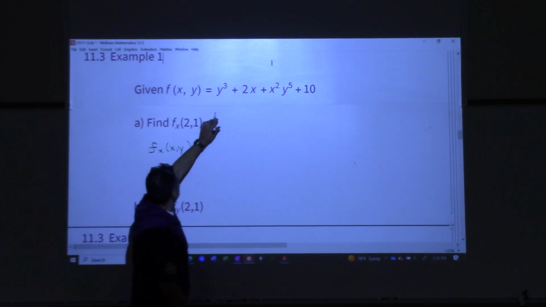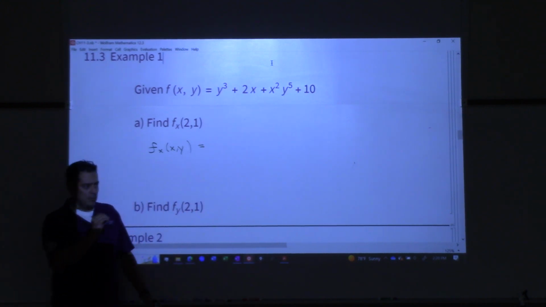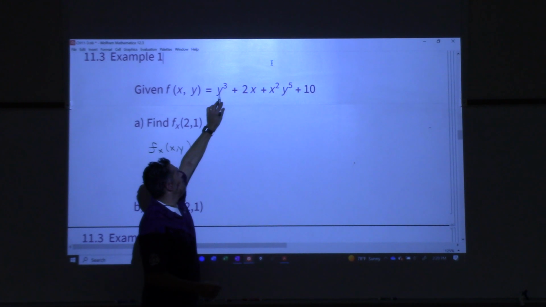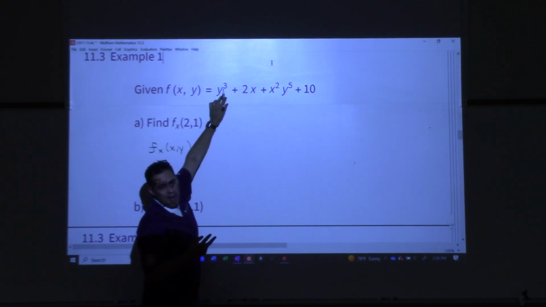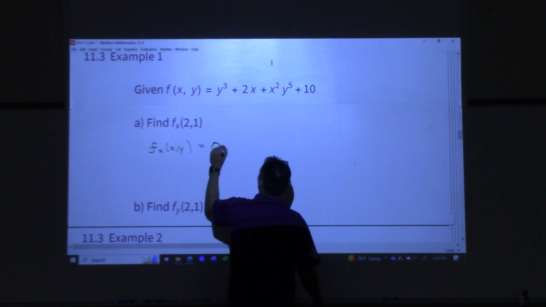So what is the derivative of y cubed if y is a constant? 0, because y is a constant, right? Imagine just for the sake of argument here that y is 2. Then 2 cubed would be 8, and the derivative of 8 would be 0, right? So I get 0 there, plus.